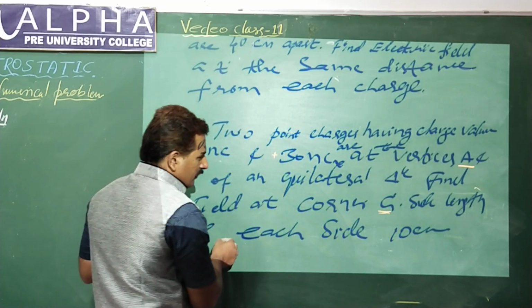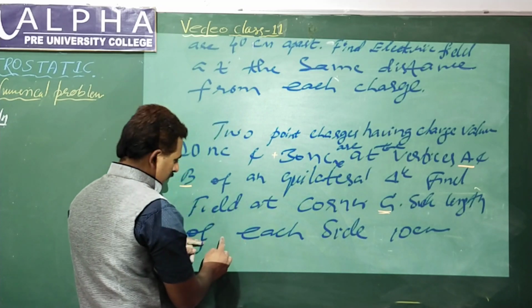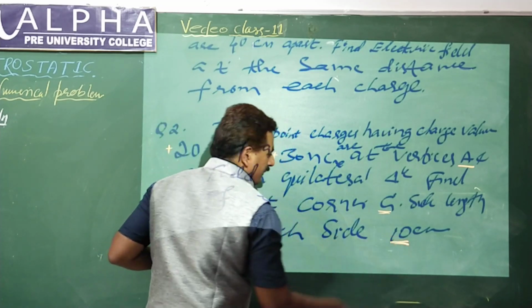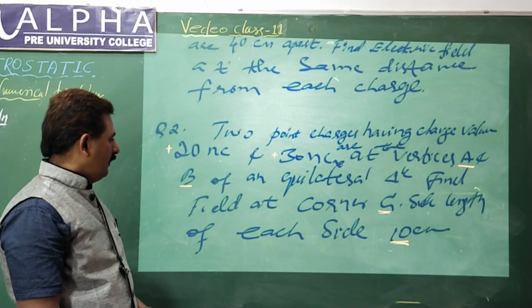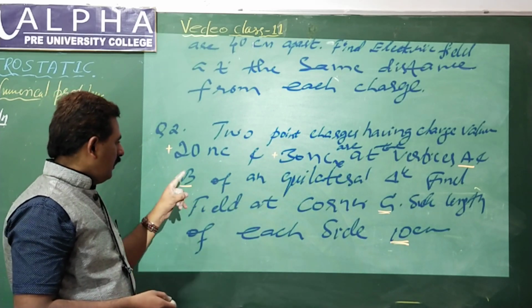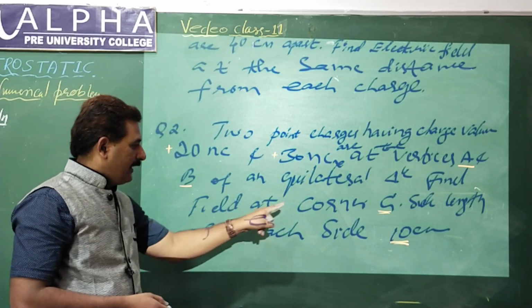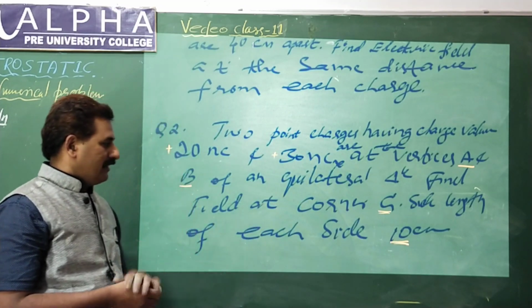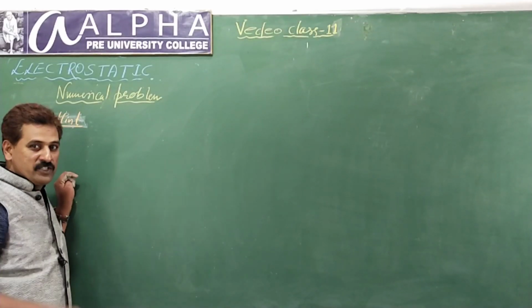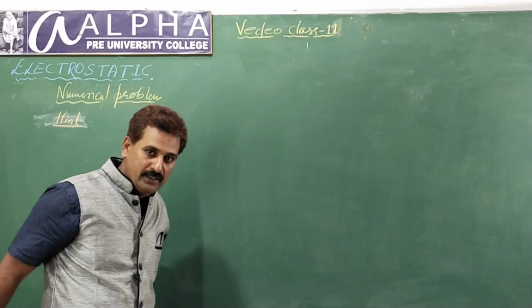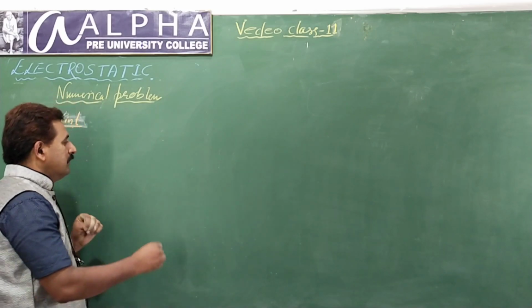The side length of each side is 10 cm. He has given side length 10 cm, charges 20, 30. That's it. Charges are at A and B, and you have to find the electric field at C. The triangle is equilateral. Same story, right? Okay, I'll give a hint, students. Rest of the calculation, complete after watching this video.